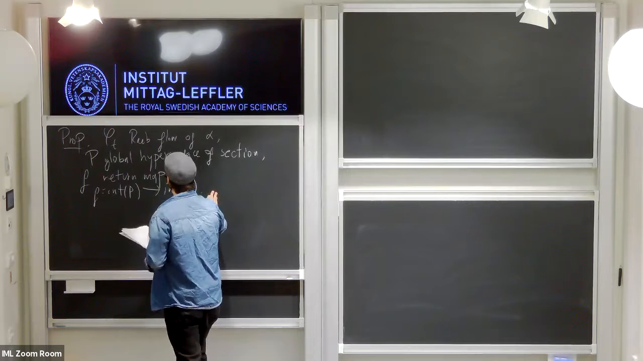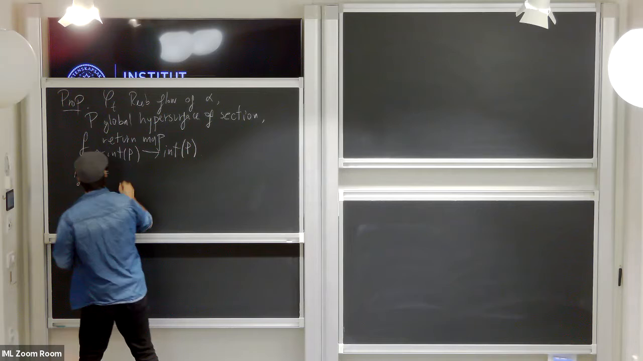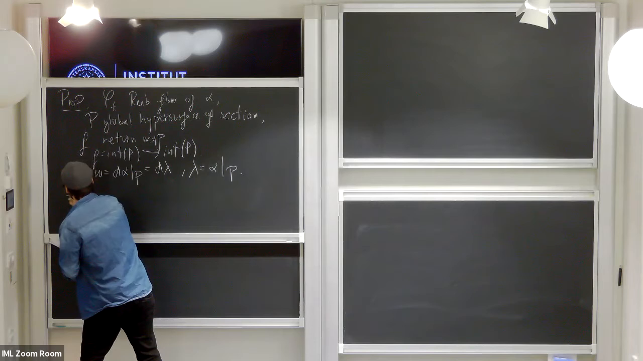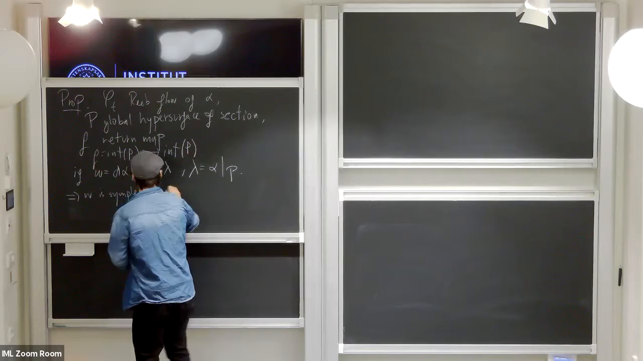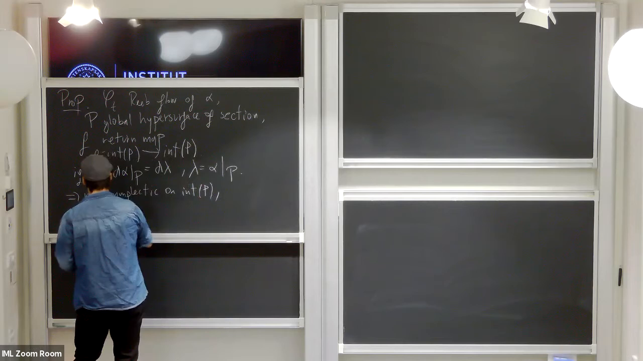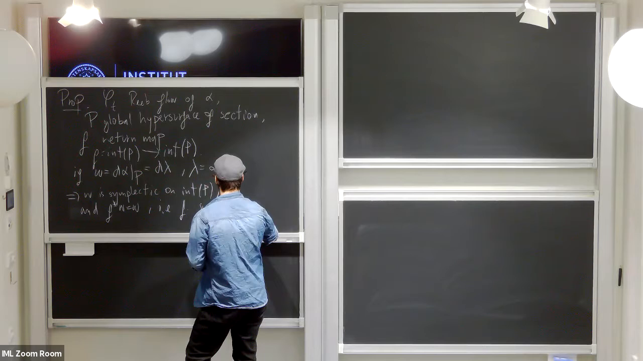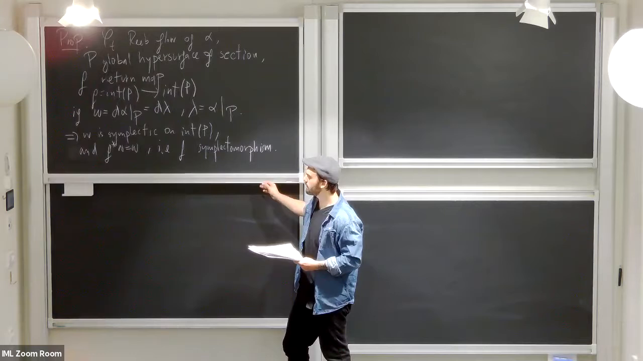Then the claim is that if we define omega to be the derivative of the contact form restricted to P, then this is, of course, exact, d lambda, where lambda is just the restriction of alpha to P. And moreover, omega is symplectic. It's a symplectic form on the interior of P. And the return map F automatically preserves it, so F is a symplectomorphism.